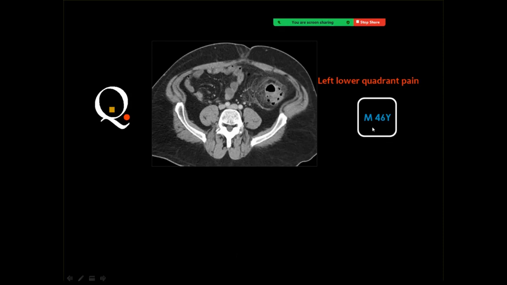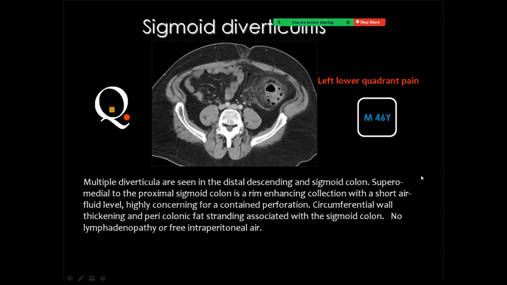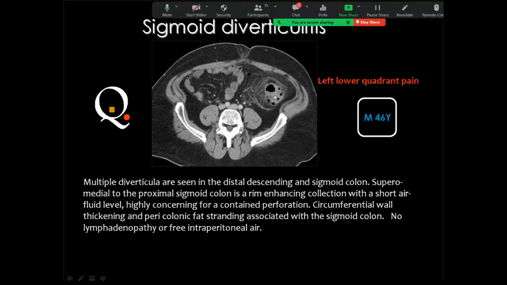Next case is a male, 46 years old, with left lower quadrant pain. Diverticulitis. Yes, and this is sigmoid diverticulitis. The sigmoid colon has a thickened, relatively thickened wall. You should see patent diverticuli containing air to settle down this diagnosis. Then you see a stranding of the pericolic fat, and you may see a bubble filled with air in the pericolic area, air fluid level representing a pericolic abscess.